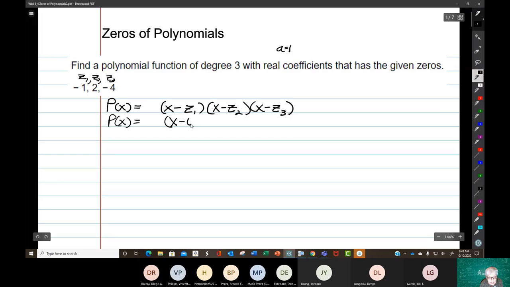x minus negative 1. x minus 2. x minus negative 4. Okay, now, that'll give me x plus 1 times x minus 2 times x plus 4.